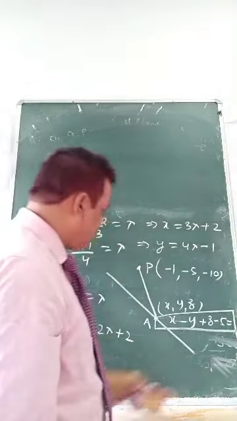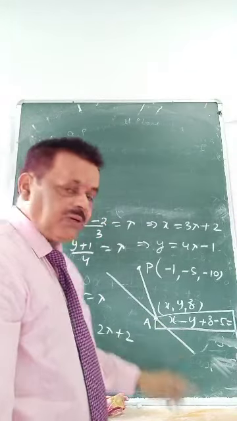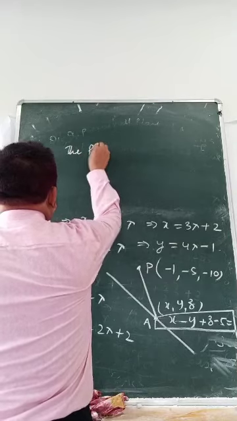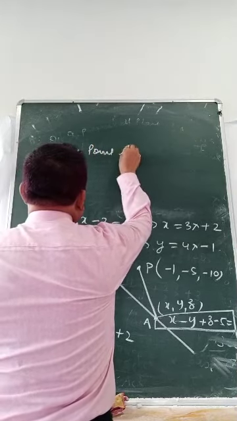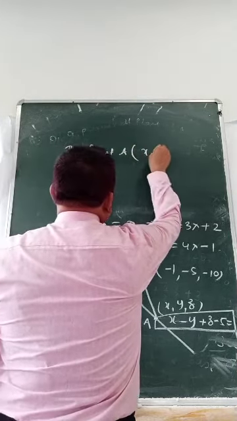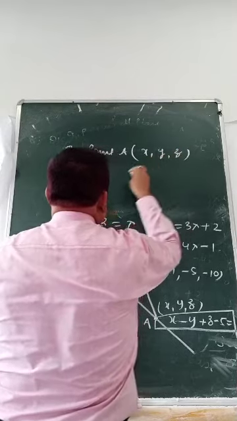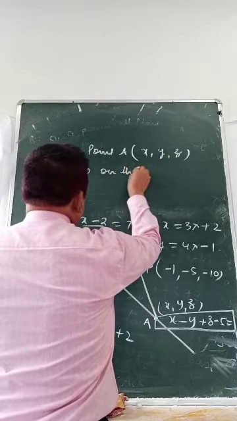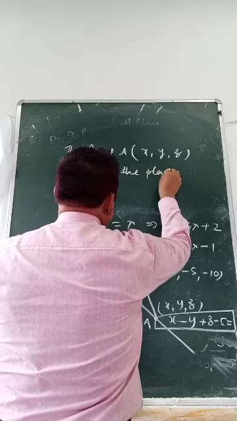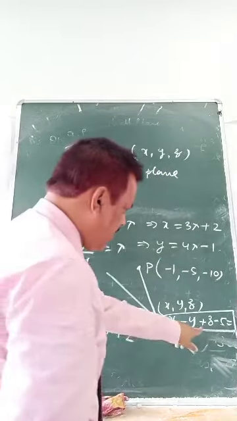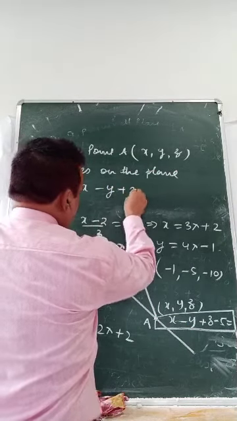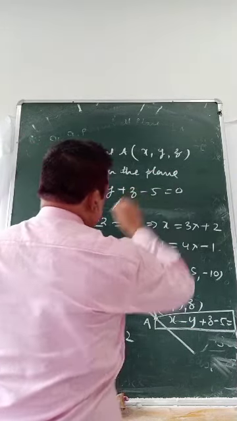So you can write, because they are intersecting, means there is a common point A. The point A (x, y, z) lies on the plane. What is the plane here? I have written here x minus y plus z minus 5 equals to 0.